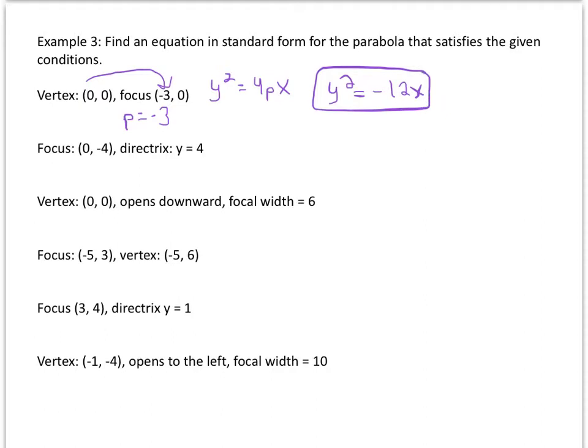For the second one, focus 0, negative 4, directrix y equals 4. So because this is negative 4 and this is positive 4, we do know that our vertex is at 0, 0. So we can use that first chart. And we also know that since the y value is what we're talking about here, that this value is what's not 0, and we have y equals here, that means that y is the variable that's going to be not squared. So this is going to be our standard form. And then our p is simply going to be this negative 4 right here that's in our focus. So this is going to be x squared equals negative 16y.